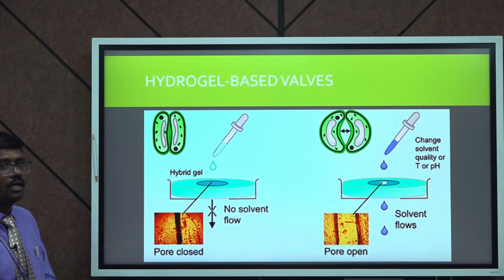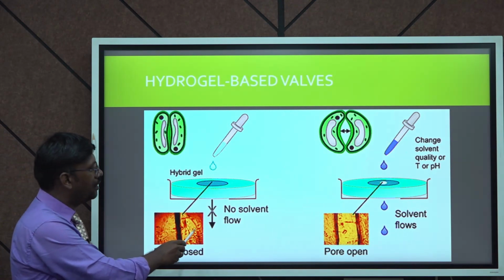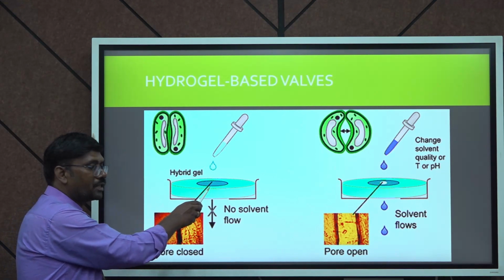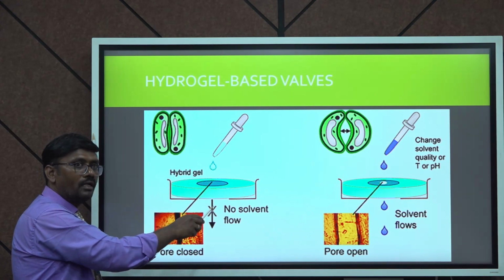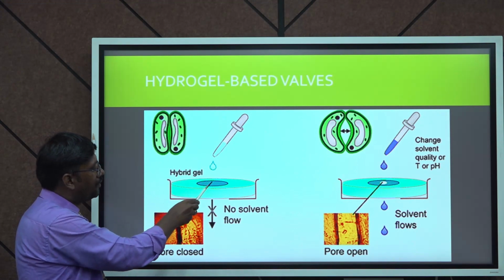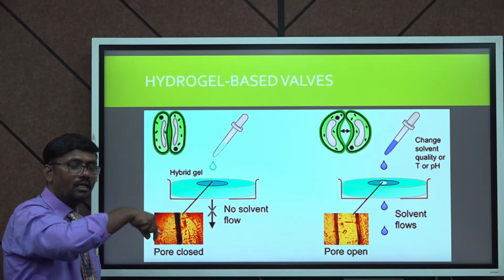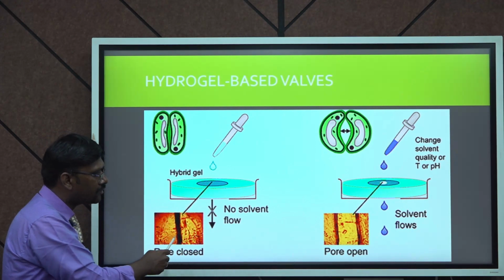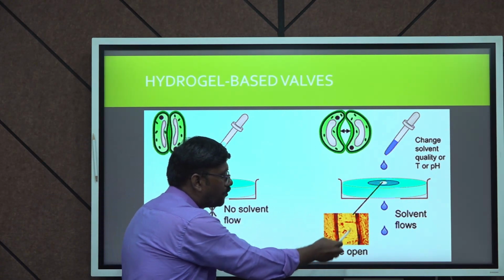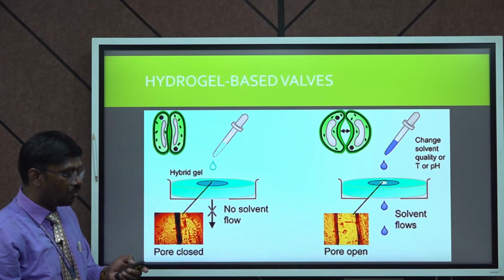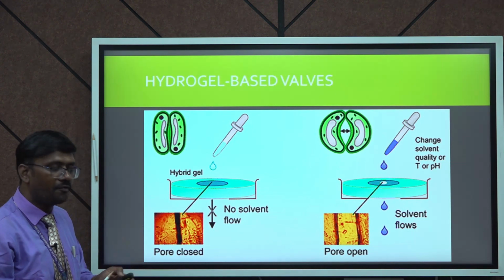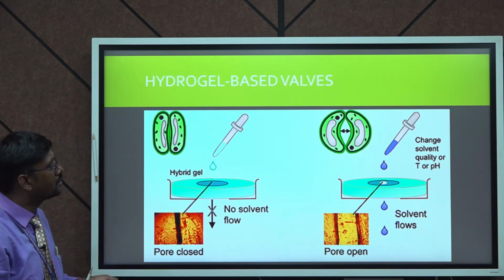This is another type of valve, called hydrogel, where the pore is normally closed by applying hydrogel, so the flow will not be there. Once a solvent is allowed to react with the gel, it gets dissolved and clears the pore, and it allows the fluid to flow. So, this is called a hydrogel based valve. So, a magnetic valve or hydrogel valve can be used to control the flow of liquid in a micro device.